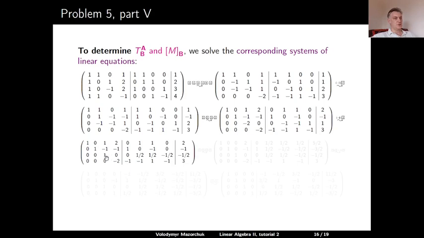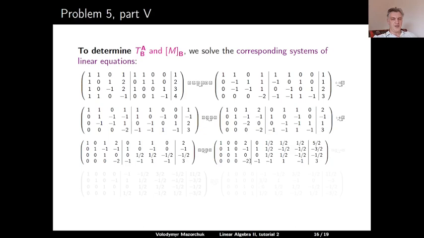So now we can use this 1 in position 3, 3 to kill everything else in its column. So we add row 3 to row 2, and we subtract row 3 from row 1. Rows 3 and 4 remain the same, and row 1 becomes 1, 0, 0, 2, 0, 1 half, 1 half, 1 half, 5 divided by 2. And row 2 becomes 0, 1, 0, minus 1, 1, 1 half, minus 1 half, minus 1 half, minus 3 divided by 2.